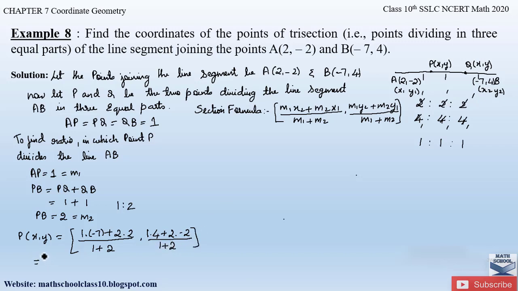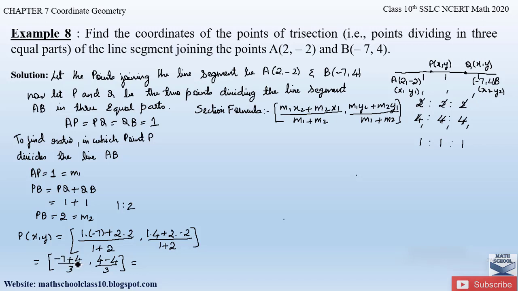Right, so this will be 1 into minus 7 is minus 7 plus 2 into 2 is 4, divided by 1 plus 2 is 3, and 1 into 4 is 4. Then we have 2 into minus 2 is minus 4, divided by 2 plus 1 is 3.